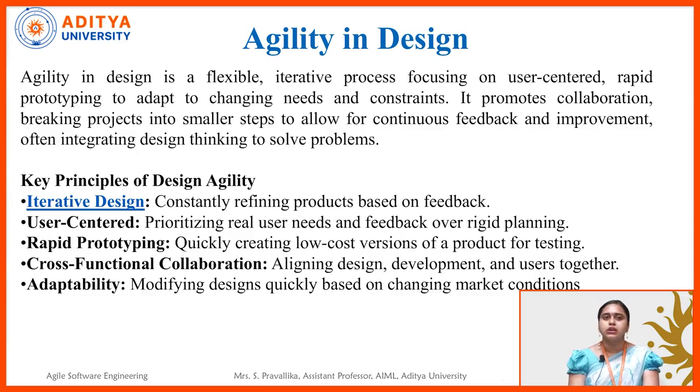The next one is cross-functional collaboration: aligning design, development and users together. We are bringing things together in a collaborative way. Design will be aligned, development will be checked, and users also will be made part of the team. Next one is adaptability: modifying designs quickly based on changing market conditions. Based on the market conditions existing at the time of the project, we modify the designs quickly, based on the requirements and the changes asked. That indicates adaptability. So this is regarding agility in design.